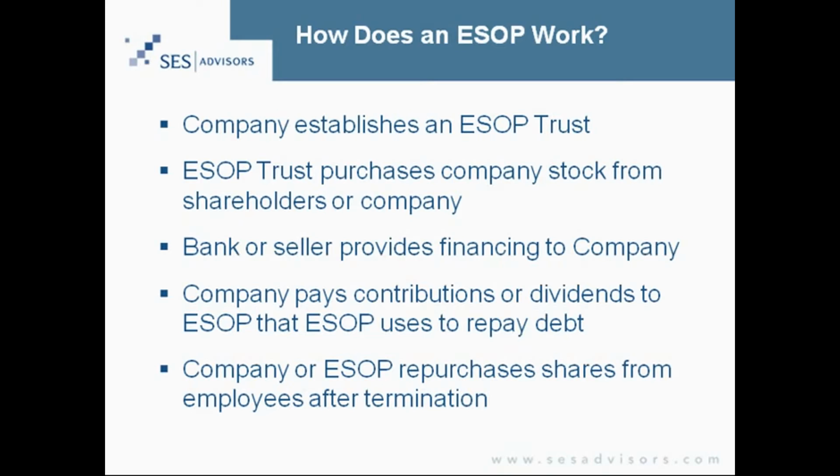Ultimately, the company has to make good on a put option that each participant holds. So if a participant receives a distribution of stock, ultimately the company or the ESOP trust has to repurchase those shares. If the ESOP trust can't or doesn't, the company must repurchase them. So that gets into what we refer to as the repurchase obligation. We'll talk about that a little bit as we go.